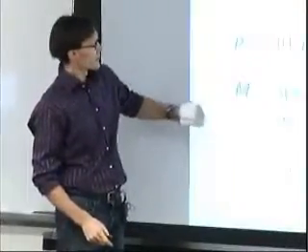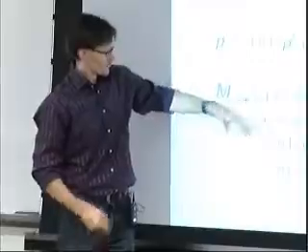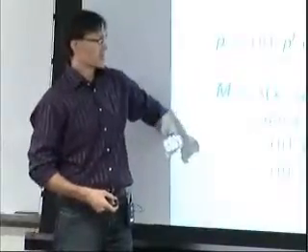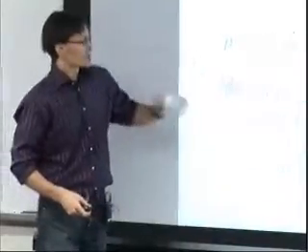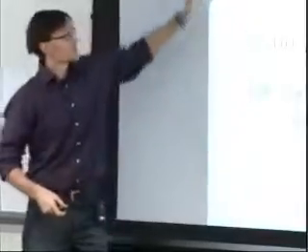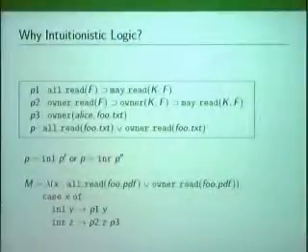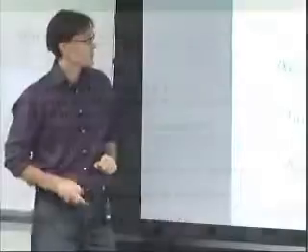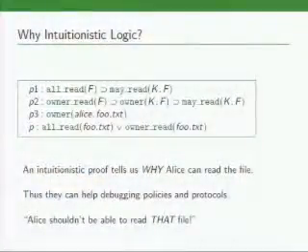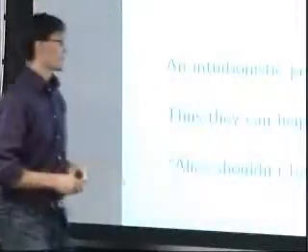So, for instance, if I've got this statement P, and I want to show the proof that Alice has permission to read the file, well, there's a simple proof. This proof term always normalizes to exactly one thing. So if Alice can read the file, it's perfectly clear which elements of the policy led to her having that permission. So in other words, an intuitionistic proof tells us why Alice can read the file.